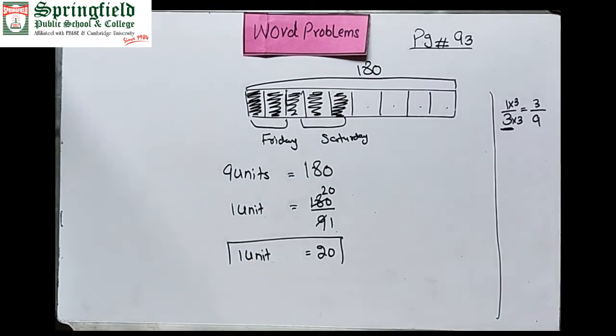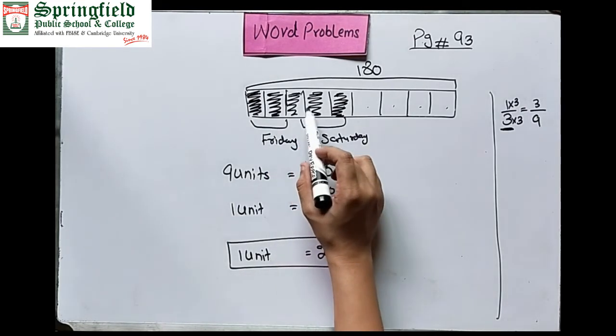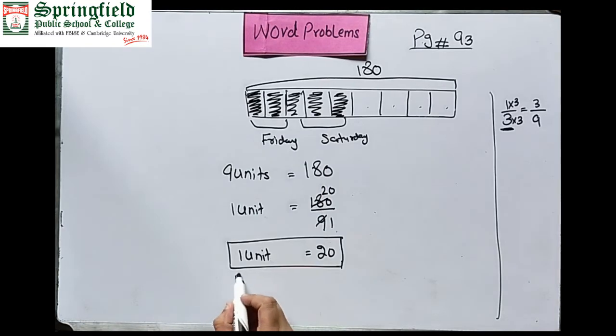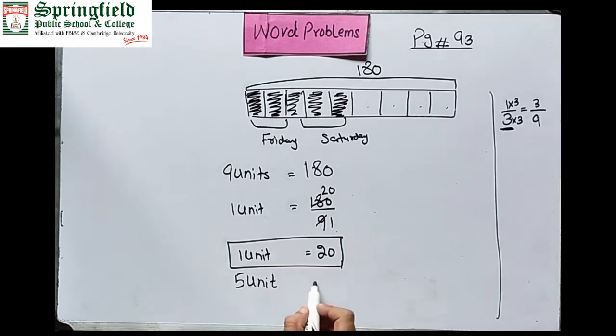Fine. Look here. 1 unit is equal to 20 pages. They are asking how many pages he read on both days, the reading pages, not the left pages. So 1, 2, 3, 4, 5. 5 units. It means we will multiply 5 with 20. 5 times 0 is 0, 5 twos are 10. 100. So they will read 100 pages on both days, and this is your final answer.